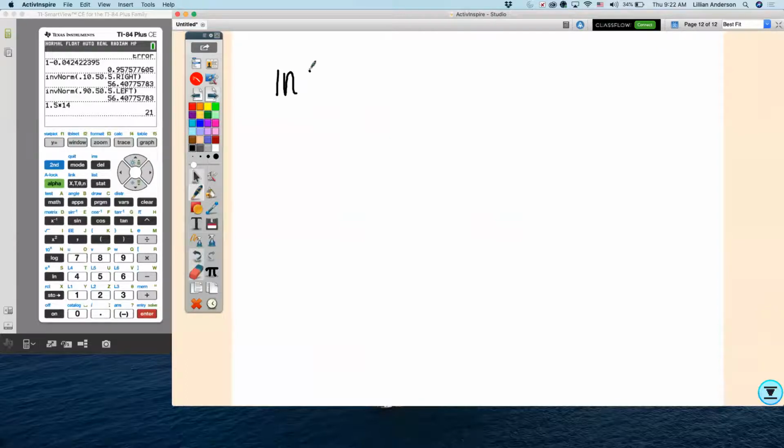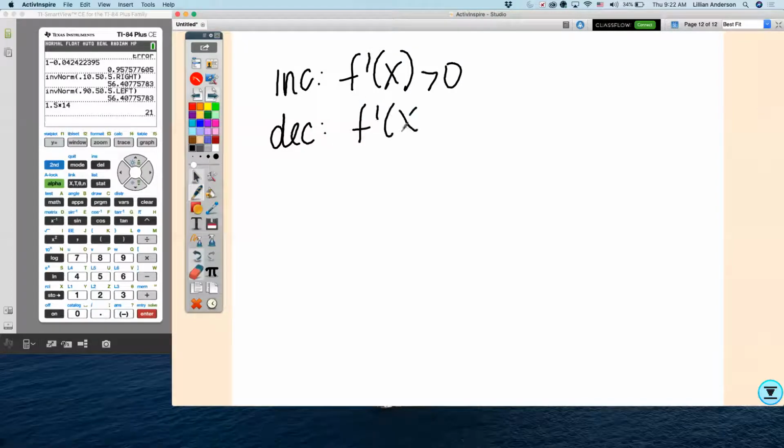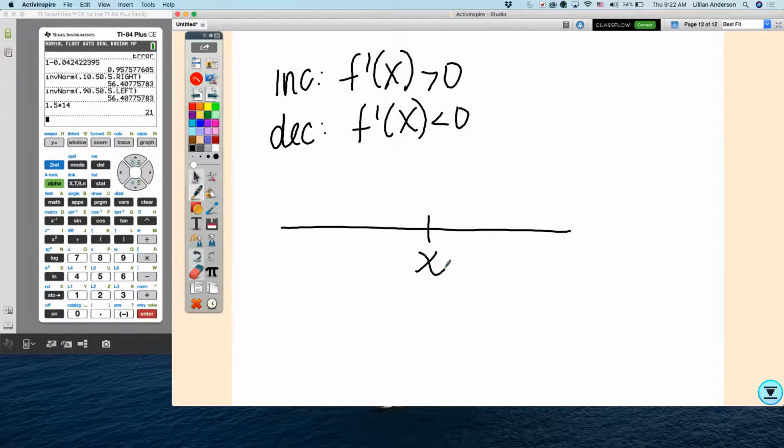When you're increasing, that's when your first derivative is greater than zero. Decreasing, that's when it's less than zero. So remember, we'll put that value on a number line and see if it's positive and negative. That means we'll have a maximum. The reason we have a maximum is because the original graph is going up.